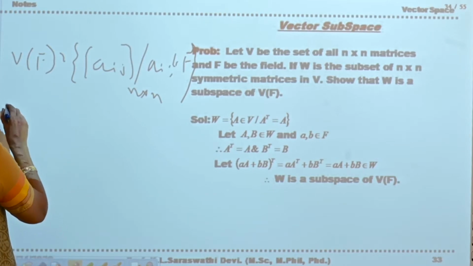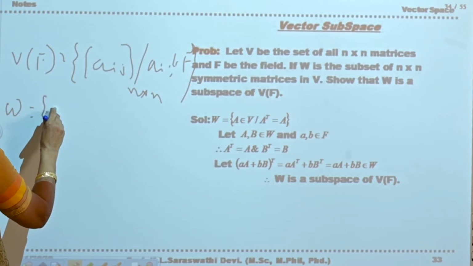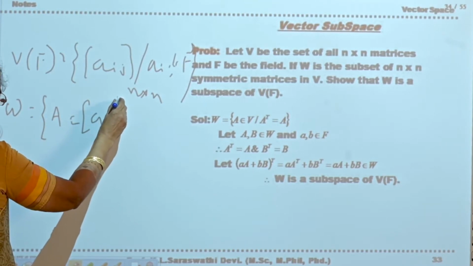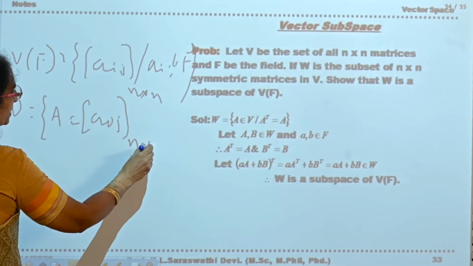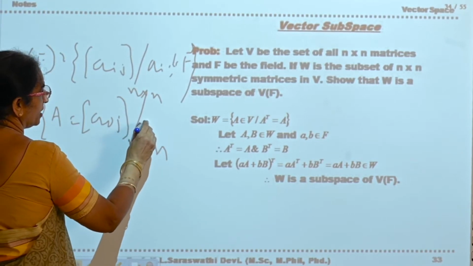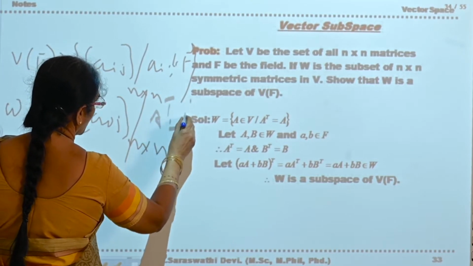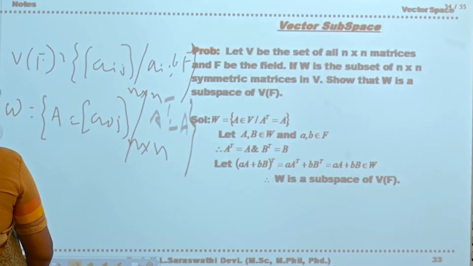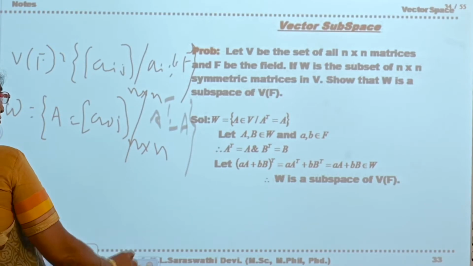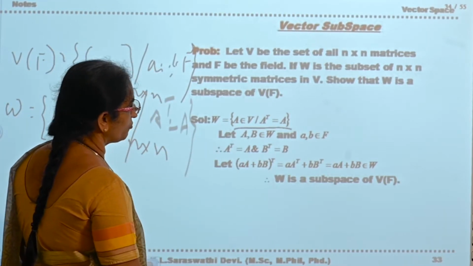Okay, aij belongs to F. Now what is W? W will also be equal to the set of all A, where A is equal to (aij) and it is also n by n, but it should satisfy the symmetry condition. That means A transpose is equal to A. Now see here how we have taken. Let A belong to W. A transpose is equal to A.